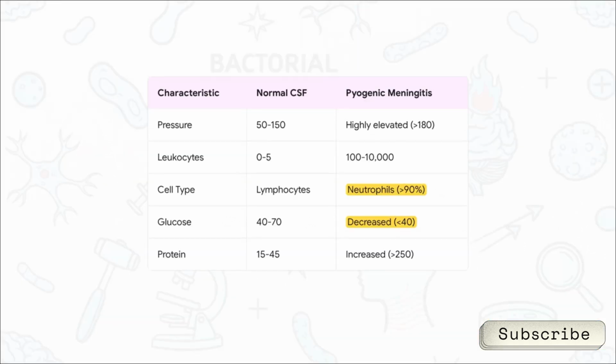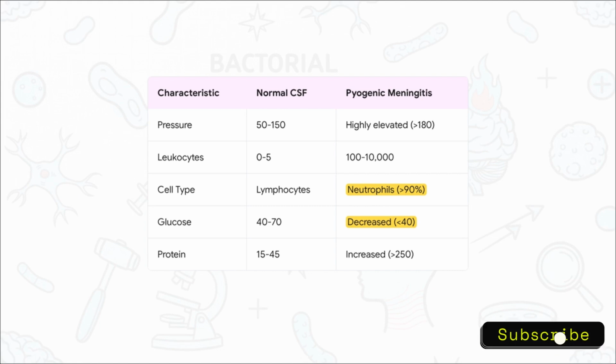Pay close attention here, because this table is pretty much a guaranteed exam question. When you look at the CSF in bacterial meningitis, a few things jump out. The pressure is way up, the white blood cell count is through the roof, and it's almost all neutrophils, the body's first responders. But here are the 2 most important things. The glucose is super low.